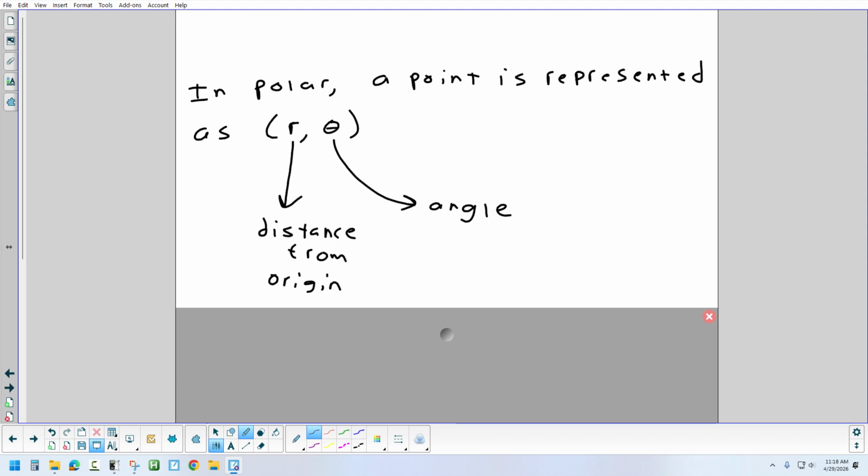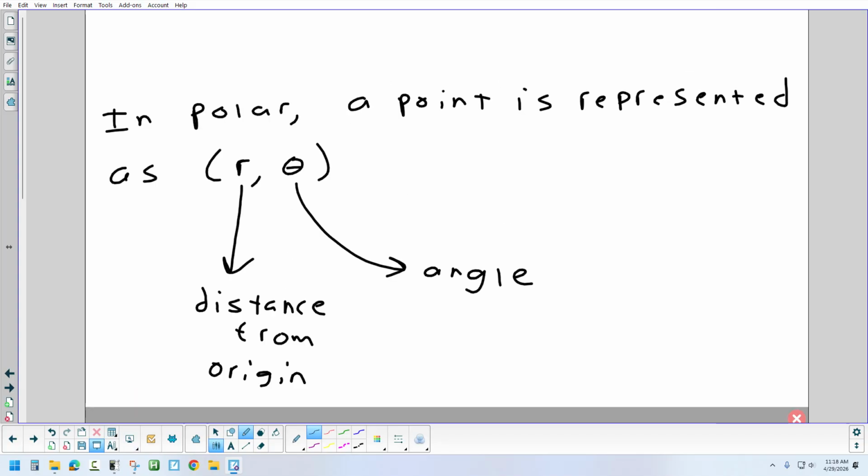So R is going to measure a distance. Theta is going to measure rotation. That's how you graph points in polar. It's based on a rotation amount. But R is a distance. So what I'm going to do now is go through the different cases that you can have, like what happens if R is a positive number, what happens if it's a negative number, and then what happens if theta is positive and if theta is negative.